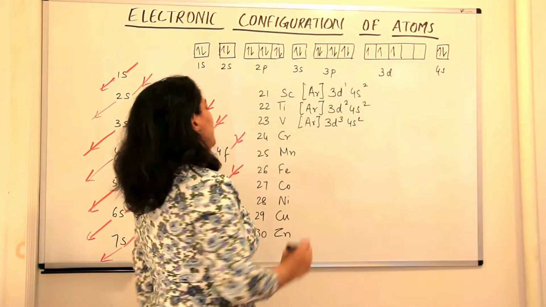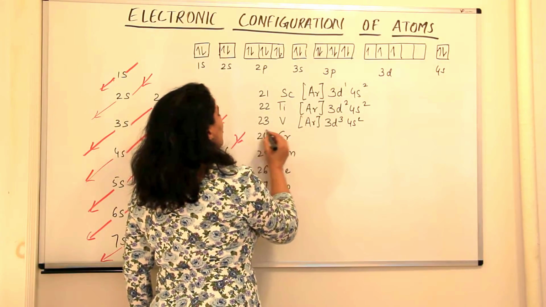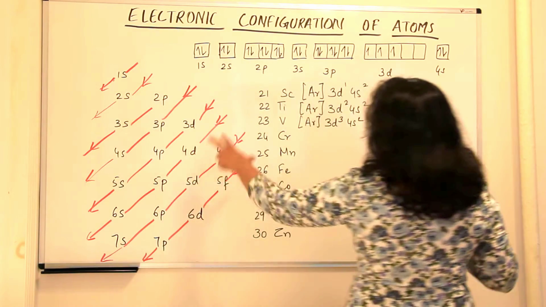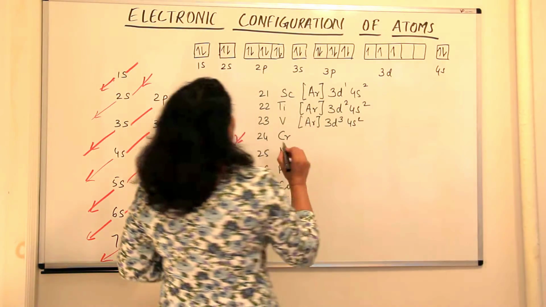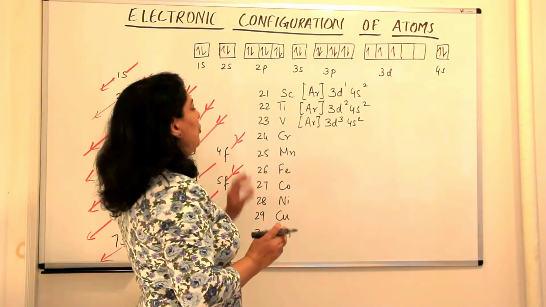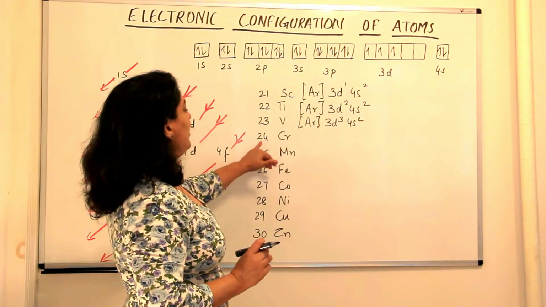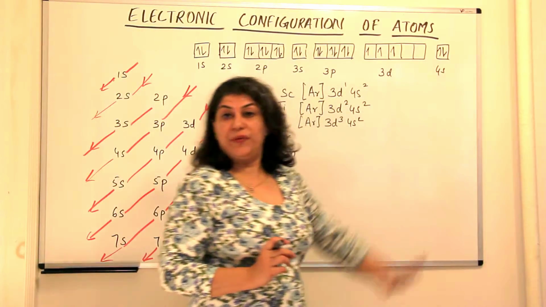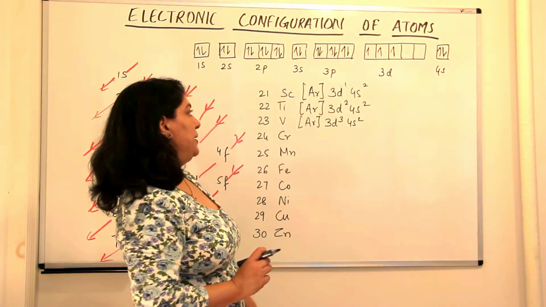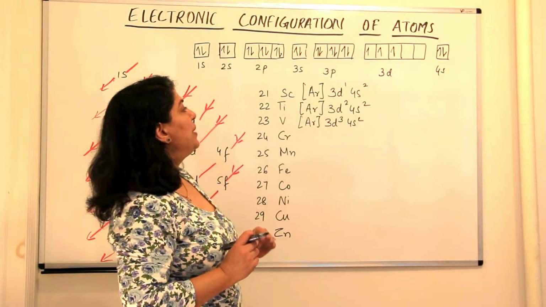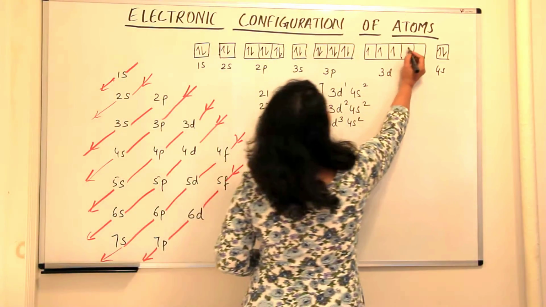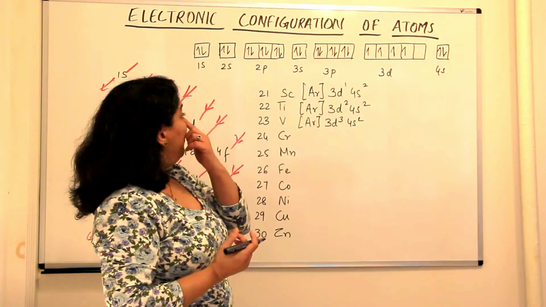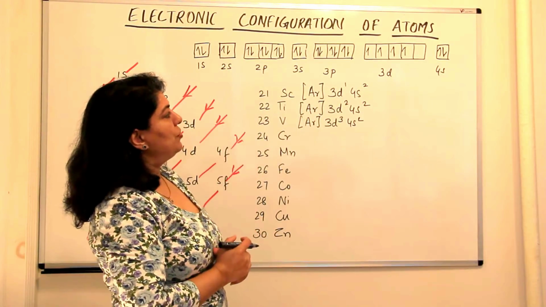Now in chromium, we find that chromium shows an exception to the rule. It does not follow this sequence strictly. What is the configuration we see in chromium? Chromium has 24 electrons. We have seen that 23 electrons are already placed, as in the case of vanadium. So what happens in the case of chromium? 1 electron should go to the 3d orbital here logically, because that is what we've understood. And we find that 1 electron does go to the 3d orbital.